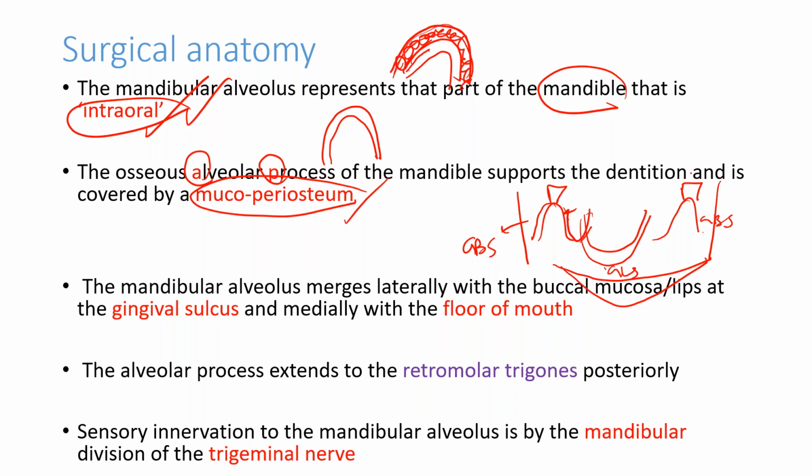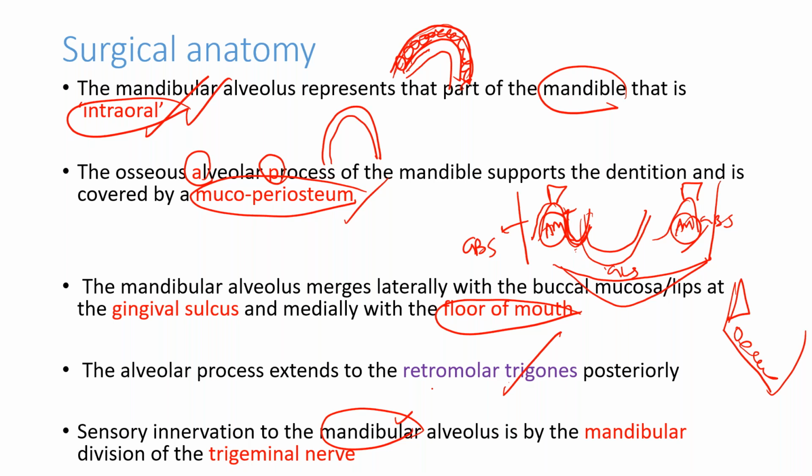The mandibular alveolus merges laterally with the buccal mucosa, lips and gingival sulcus, and medially with the floor of the mouth. This is the alveolus of the mandible. This is how the alveolar process extends to the retromolar trigone. Here is the retromolar trigone, which is posterior.